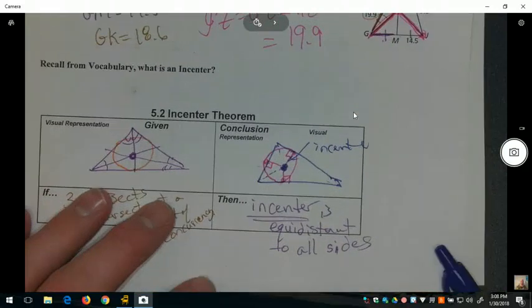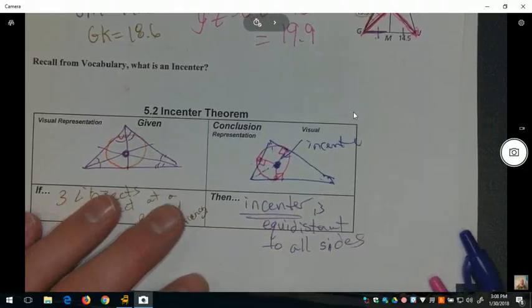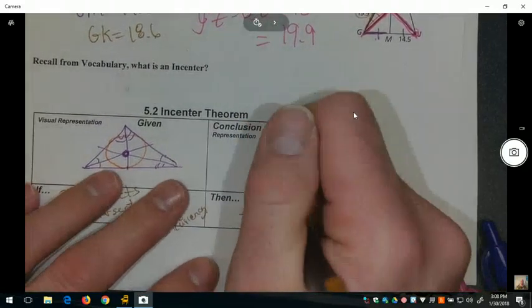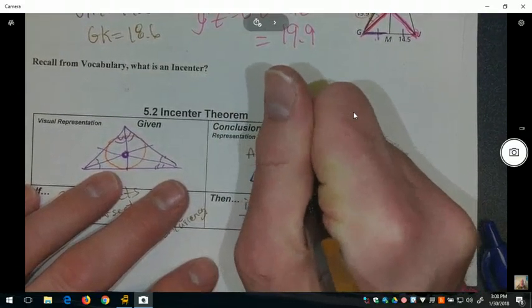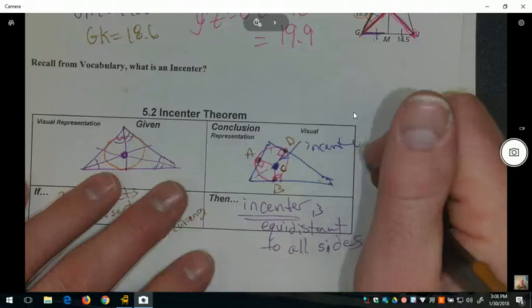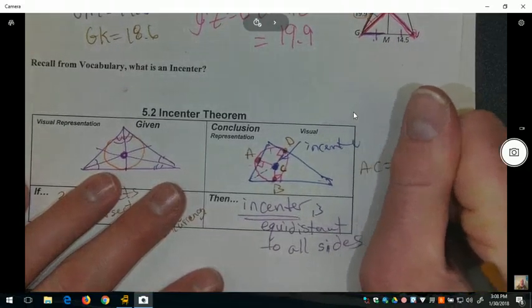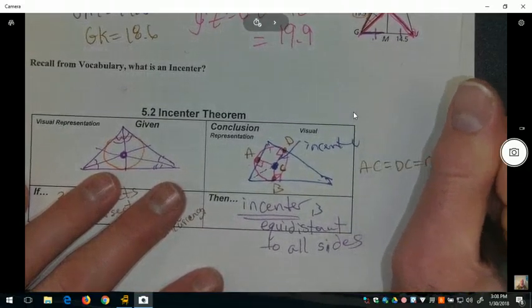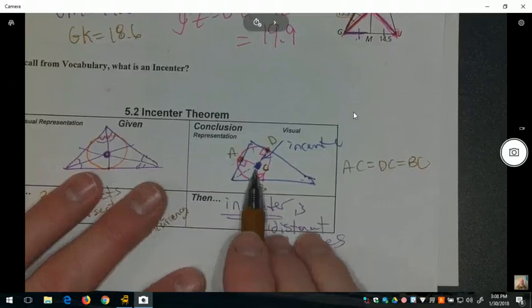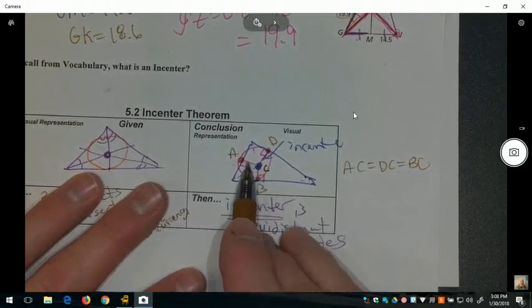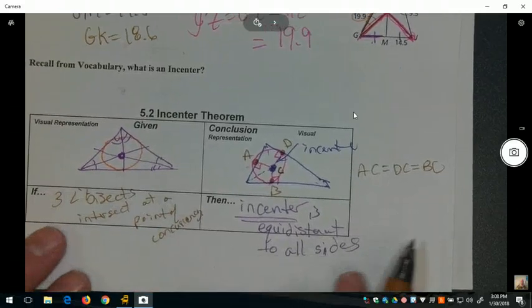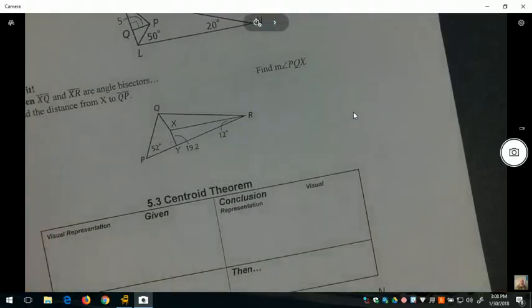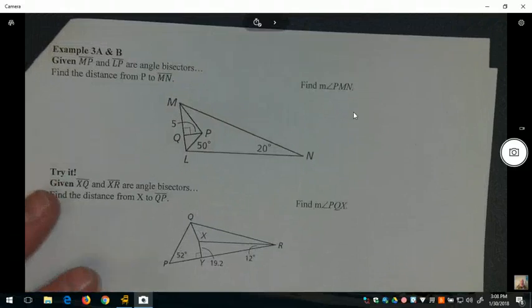Mine kind of goes outside. It's not supposed to. So what that means is, in terms of this picture, if I call that C and this A and this D and this B, that means that AC equals DC equals BC. The distance from this point to this side, distance from this point to this side, distance from this point to this side will all be the same. That's what the incenter theorem says. So these are pretty basic if you know the theorem.